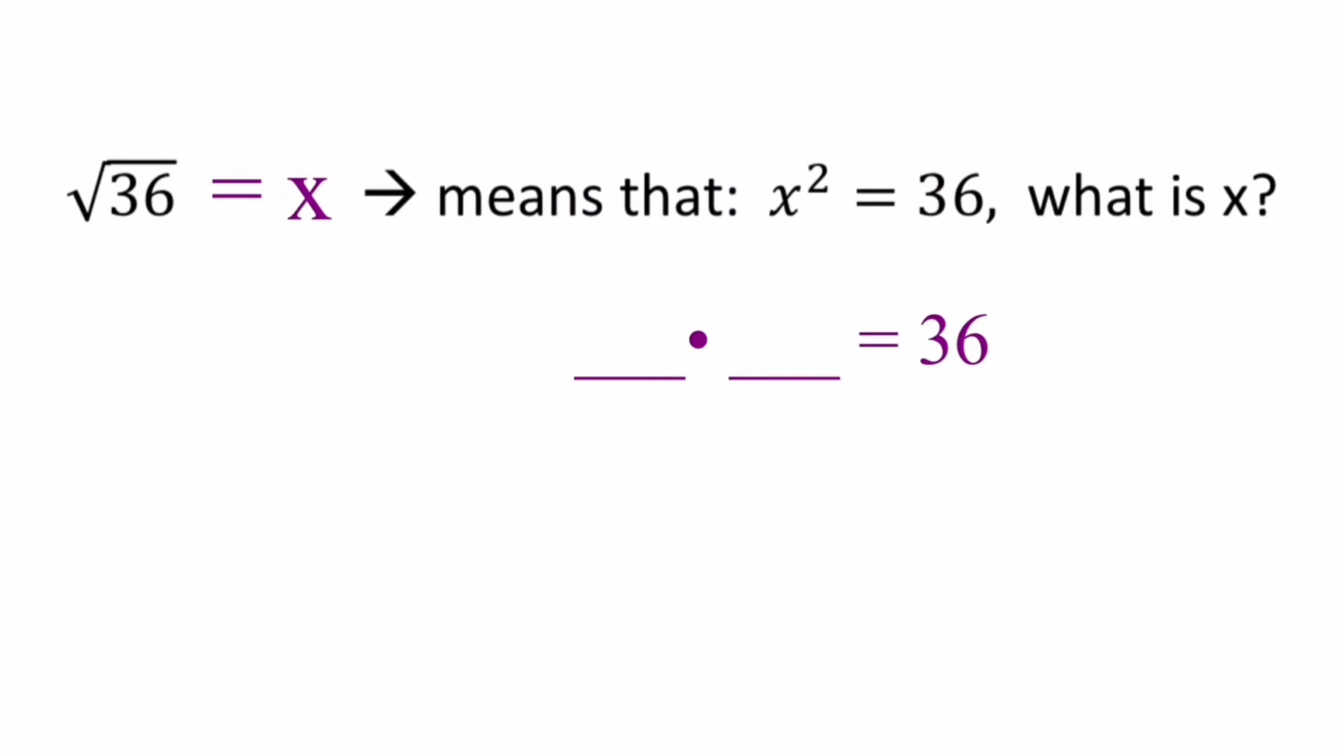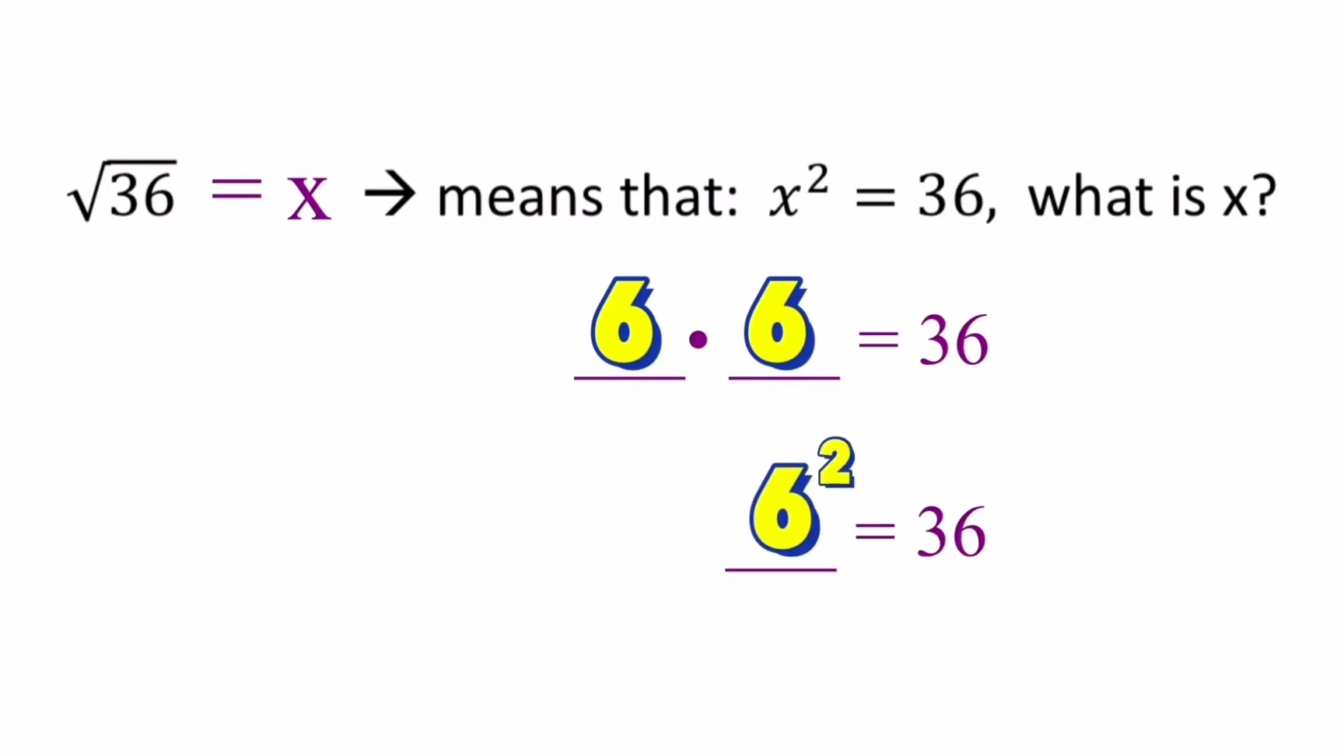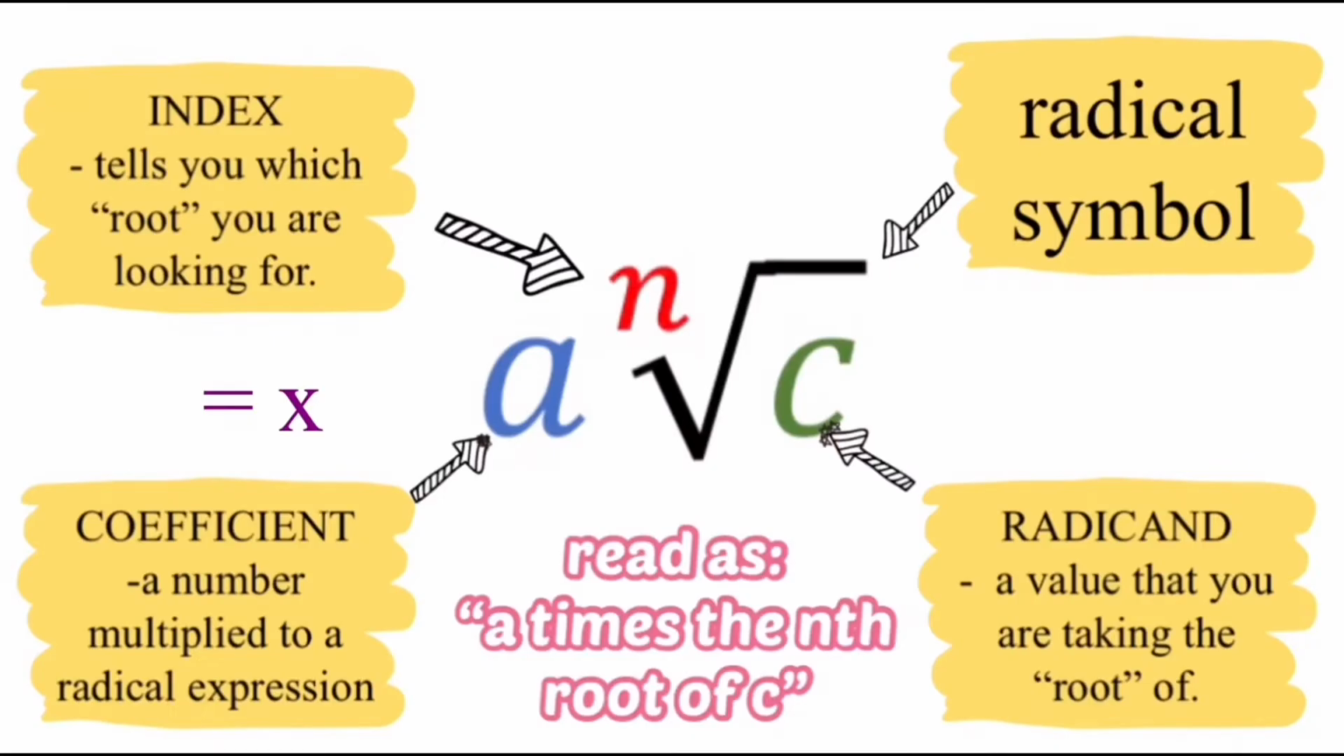So these two numbers would be 6 times 6. So 6 times 6 is 36. And so we can rewrite this as 6 squared equals 36. And so this tells us that our x is 6. So this square root of 36 equals 6. So that's how we evaluate a radical expression. So these are the parts and definition of radical expressions.